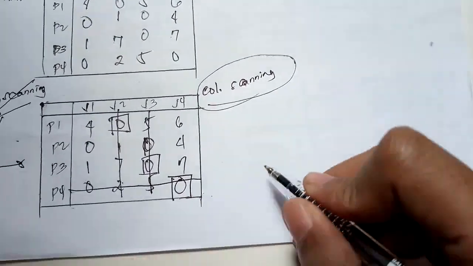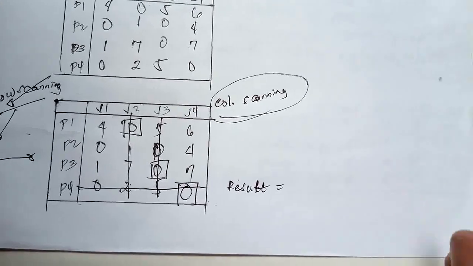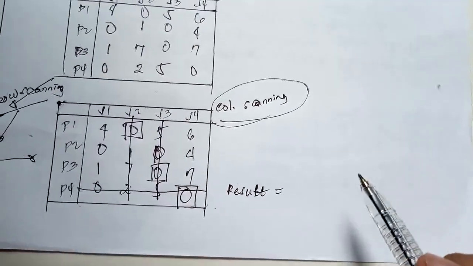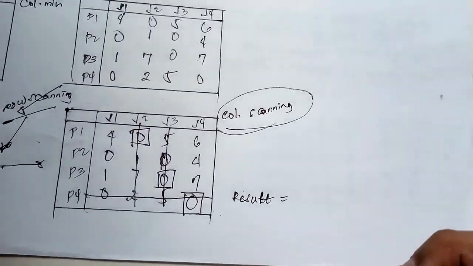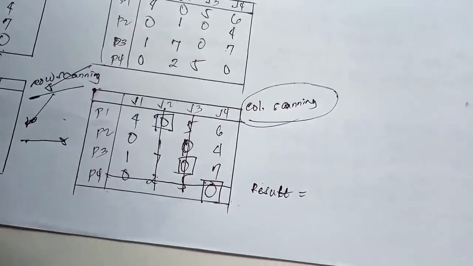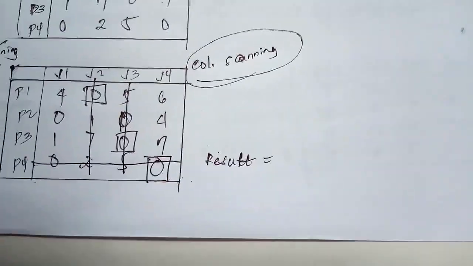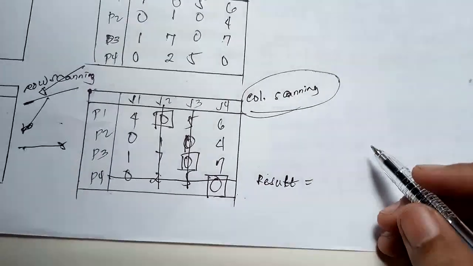Okay, so let's write here the result. We want to know whether this table is feasible or optimal, because in an assignment problem we have to create an optimal or feasible solution. So let us write these results.